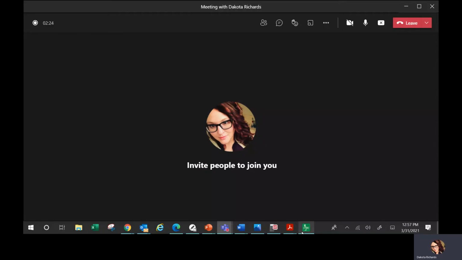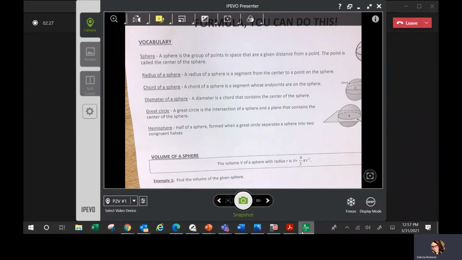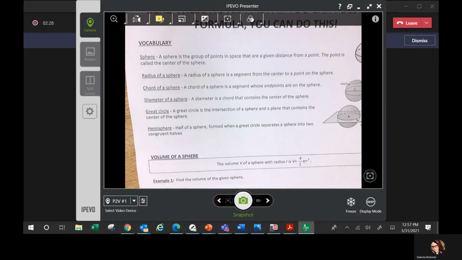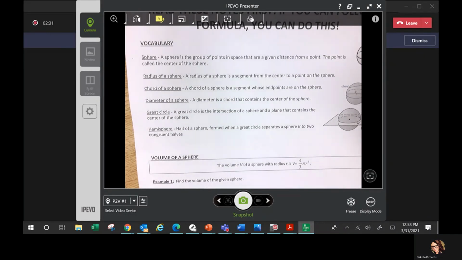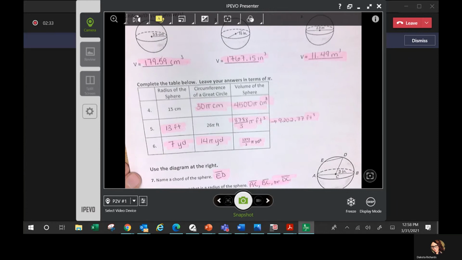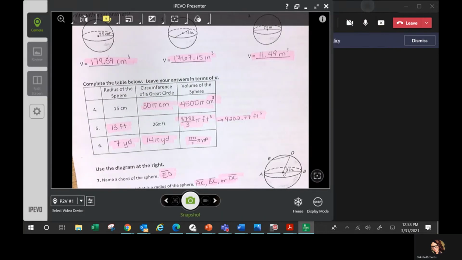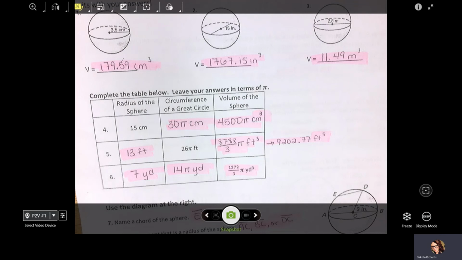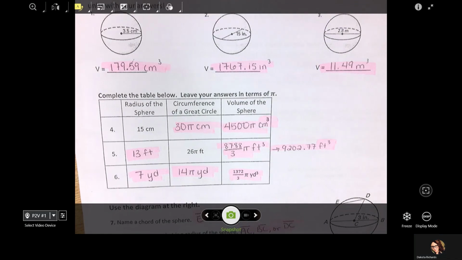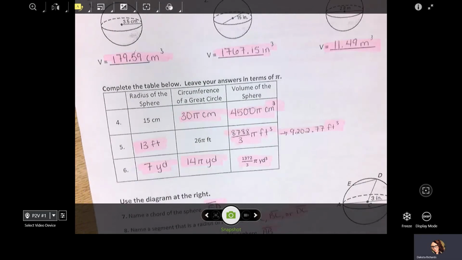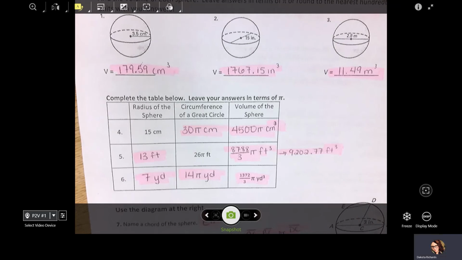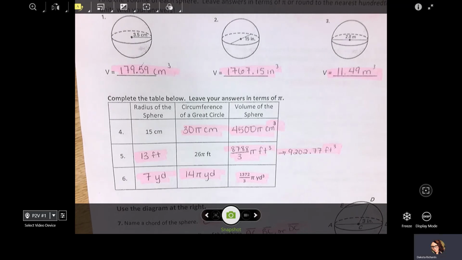Okay, so these are the questions on the homework from yesterday. Here, those are your answers. Can everyone see? On 1, 2, 3, 4, 5, and 6, those are your answers.